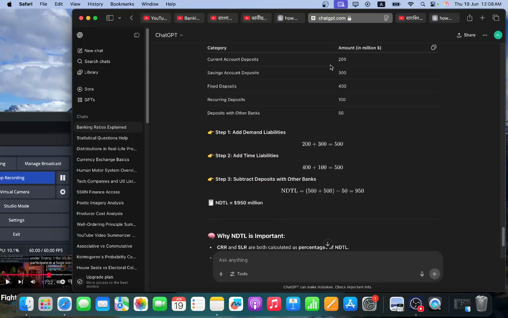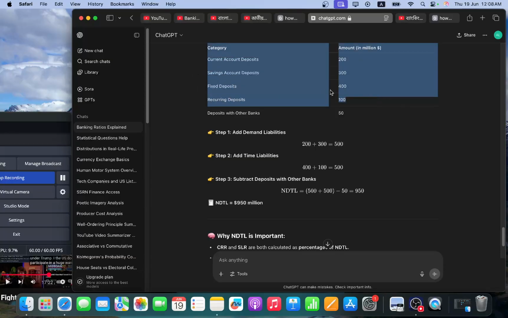So you have a current account deposit. A current account deposit, what is that for the bank? For the bank, that is a liability. Savings account deposit, also a liability. Fixed deposit, recurring deposit, these are all liabilities.